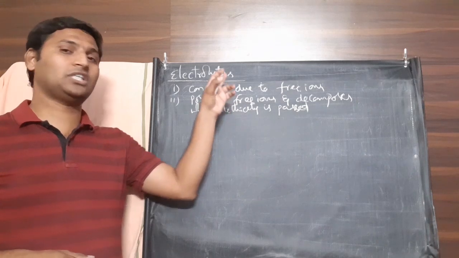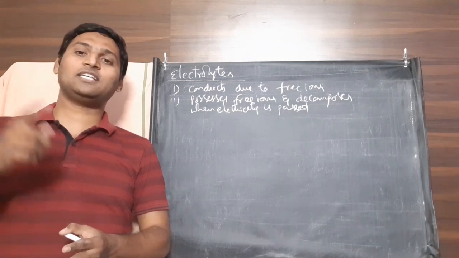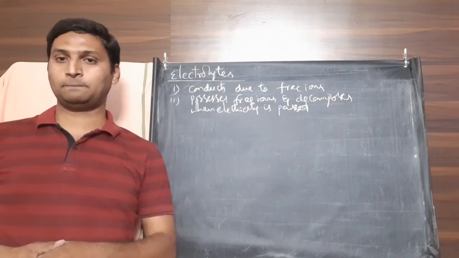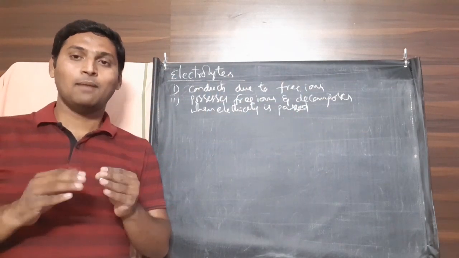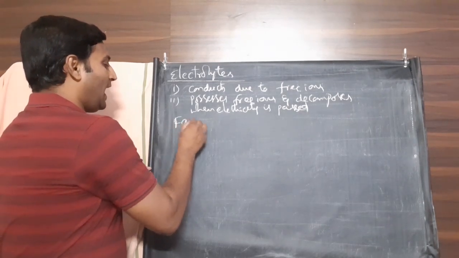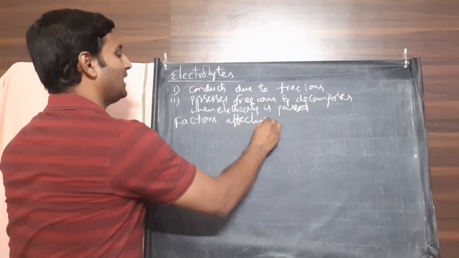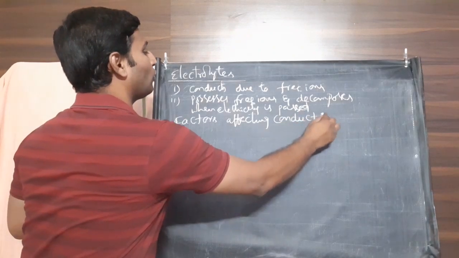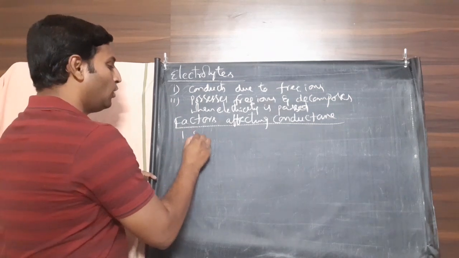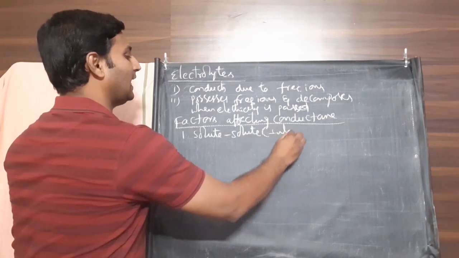That decomposition caused due to passing of electricity is called electrolysis, and the device in which that electrolysis occurs is called an electrolytic cell, which will be our next topic. We are now learning properties of electrolytes in detail. I have already discussed factors affecting conductance of these electrolytes. 4 factors I have already discussed just now while differentiating from electronic conductors. One is solute-solute interactions, which is otherwise called interionic interactions.